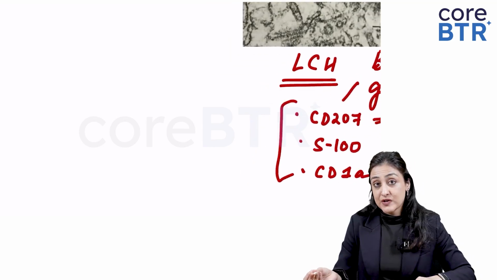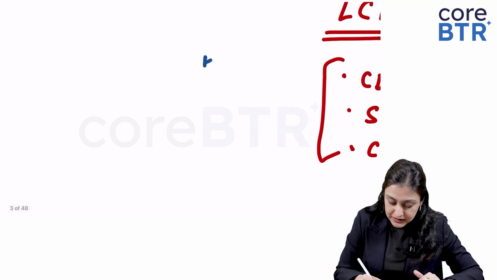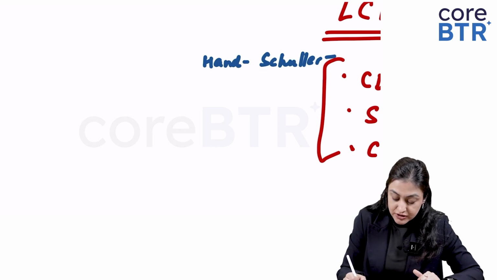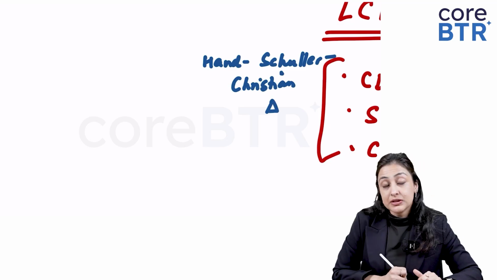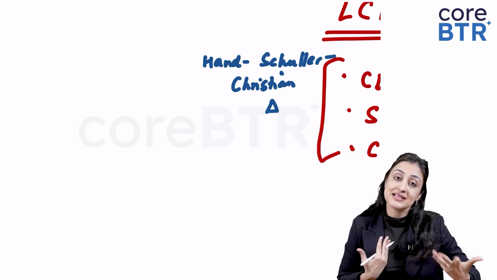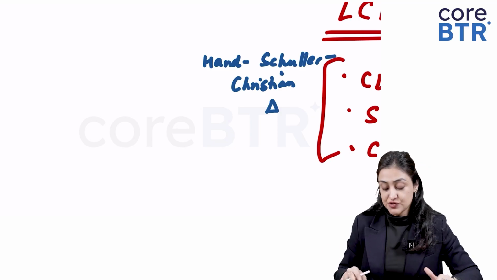This is something that presents in children. So you have a typical triad called the Hand-Schüller-Christian triad. In the name itself, there are 3 people. So don't remember the people. You remember the triad's name has triad. So Hand-Schüller-Christian triad.